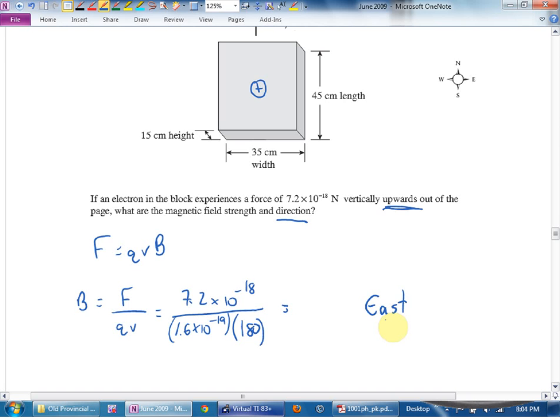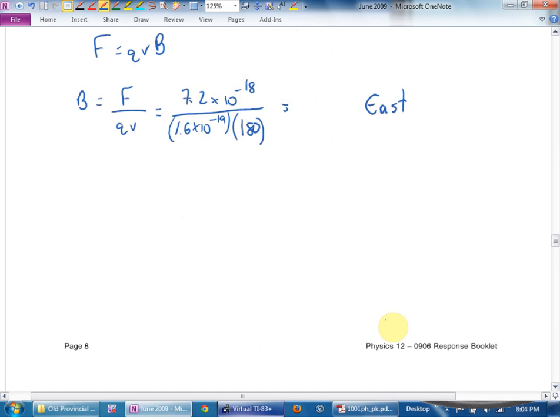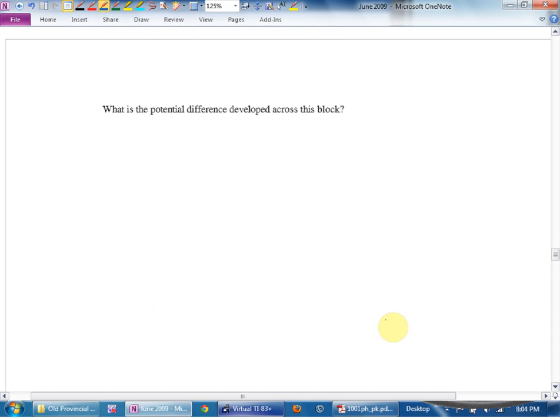Oh, there's a part B. What's the potential difference developed across this block? What's another word for potential difference? Voltage. Can you find me an equation that has little v velocity and EMF symbol for voltage? BLV, let's see. E equals BLV. I'll go up here.